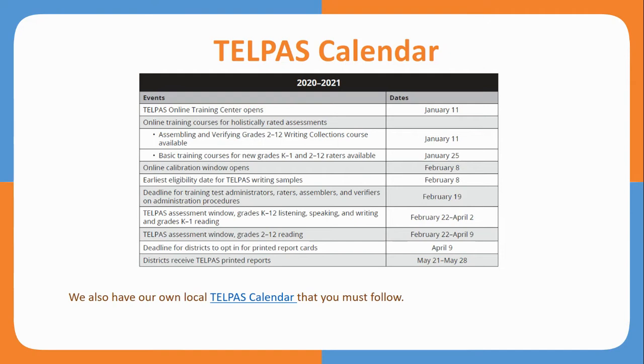The TELPAS window for all parts except 2 through 12 reading is from February 22nd through April 2nd. The 2 through 12 reading portion window is February 22nd through April 9th. Harmony ISD has developed a district calendar with more specifics on certain dates, and you will receive that calendar at a later date.